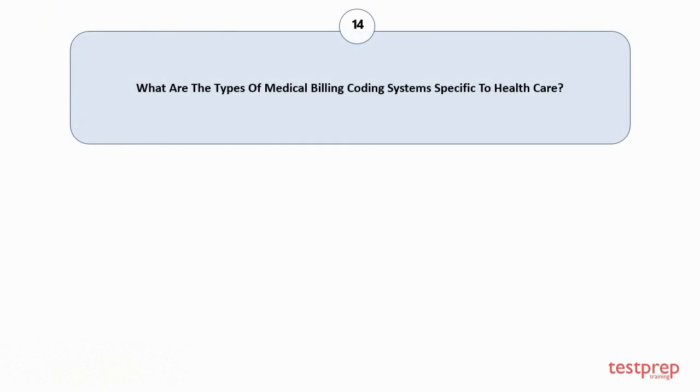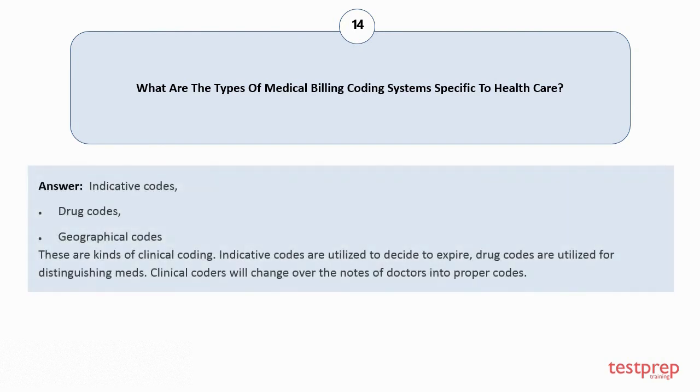Question number 14. What are the types of medical billing coding systems specific to healthcare? Your answer is: 1. Indicative codes. 2. Drug codes. 3. Geographical codes. These are kinds of clinical coding. Indicative codes are utilized to decide to expire, drug codes are utilized for distinguishing meds. Clinical coders will change over the notes of doctors into proper codes.